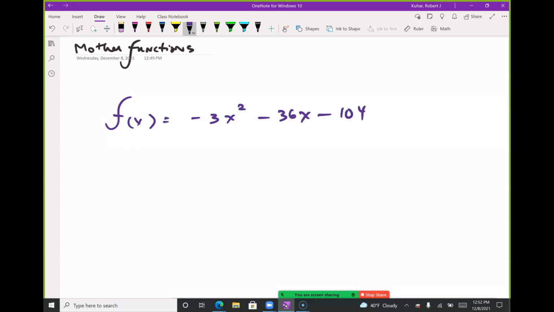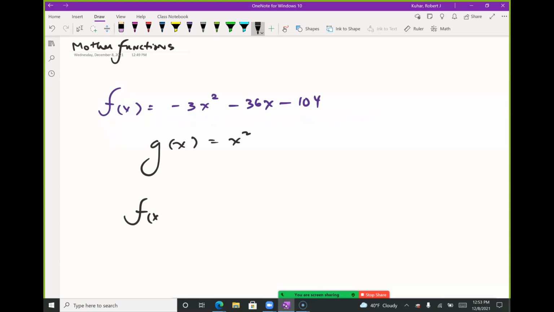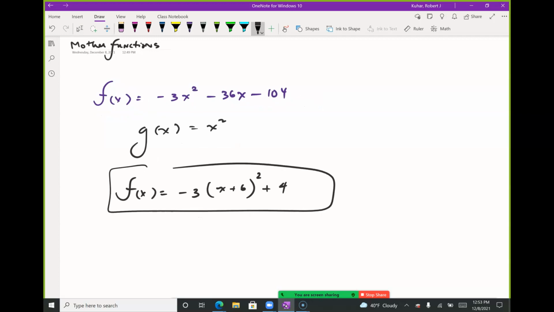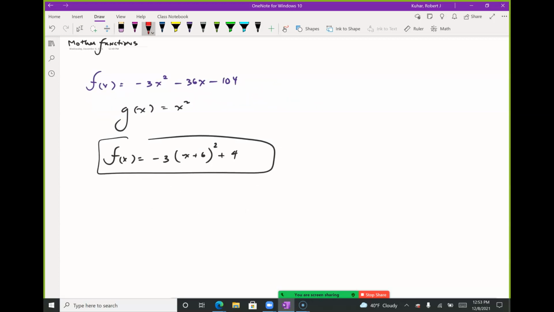So we'd like to see how this thing is a shift left, up, and a vertical stretch down of the mother function x squared, right? So g of x is just plain old x squared, right? And I think we're going to see f of x is negative 3 times x plus 6, all quantity squared plus 4. I think that's the answer, just because I did it this morning. But let's do the process.